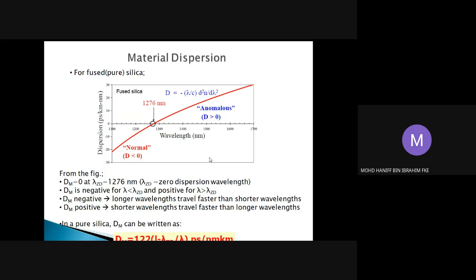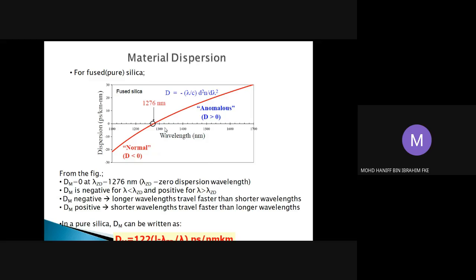Okay, so we know that most of these fiber optics for commercial application are based on pure silica. This explains the dispersion, or material dispersion effect, in your pure silica. We notice that there is a zero dispersion value, in which there should be no dispersion in silica, at a single wavelength of 1276 nanometers.